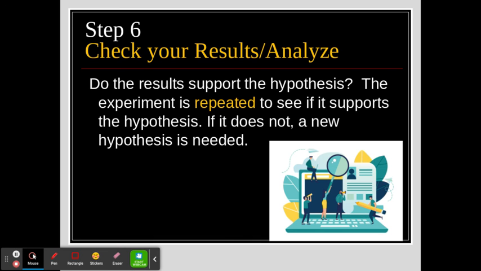You're going to kind of revisit your hypothesis and say, yeah, my hypothesis was correct, or no, my hypothesis was not correct. And then, of course, if you reject your hypothesis, you're going to need a new hypothesis. Maybe you found something else that was causing the change, and it wasn't actually the color of light that caused the plants to grow under different scenarios, right? So that's kind of your step 6. Check your results and analyze your data.